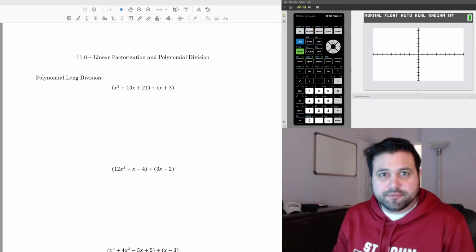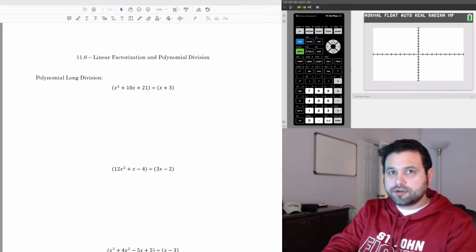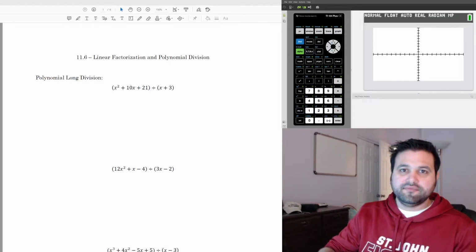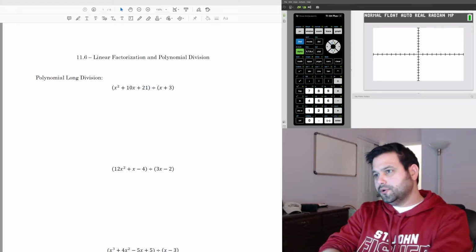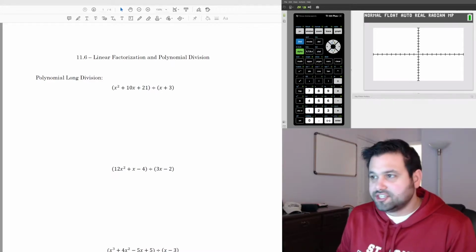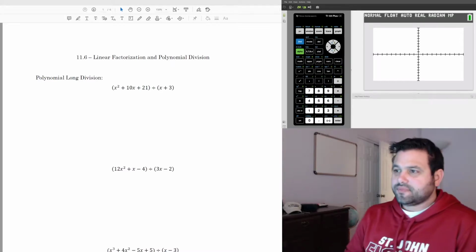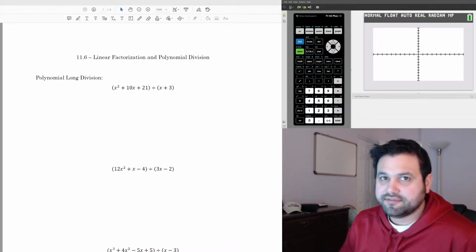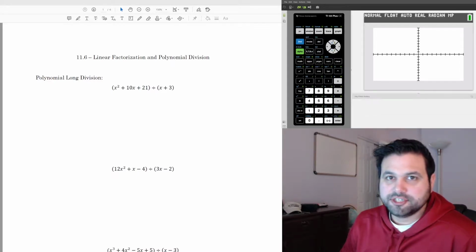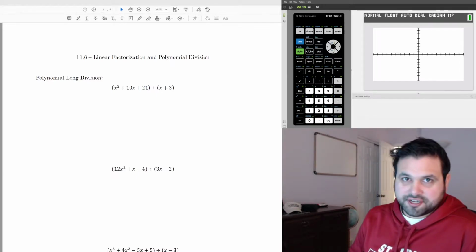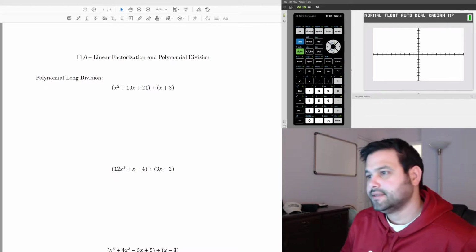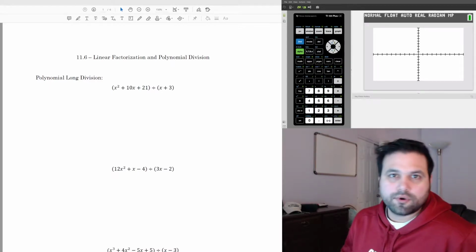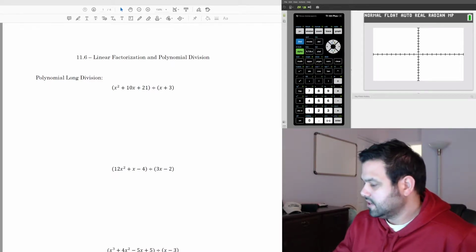11.6, we're not actually going to be doing 11.6 in the book. We kind of got our own 11.6 to do. So let's talk about linear factorization and polynomial division. This worksheet or note sheet, whatever you want to call it, the PDF file is available on Schoology. So you should make sure you go ahead and get that. And yeah, we'll just kind of work through these notes kind of like how we used to in class.